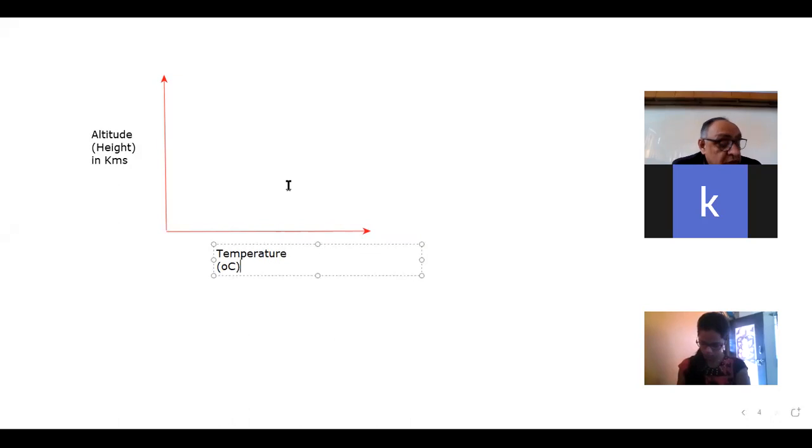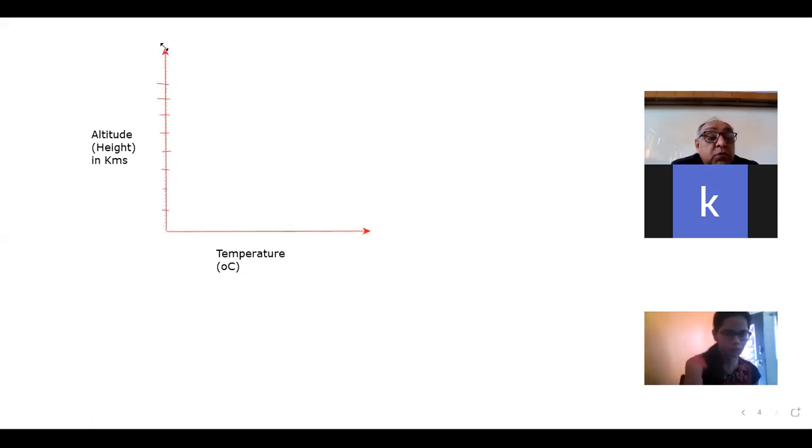Okay. So now let us mark some points here. Let's suppose this is 10, this is 20, this is 30, this is 40, this is 50, this is 60, this is 70. This is 80 kilometers, sorry, I'm wrong. This is 80 kilometer.